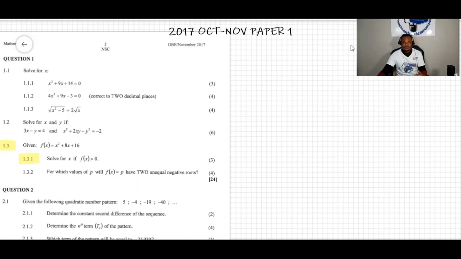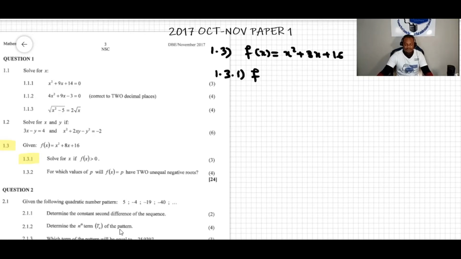In the previous videos, we did question 1.1, all the sub-questions, and question 1.2, and now we're going to do question 1.3. It says, given that f of x is equal to x squared plus 8x plus 16, I'm going to write the question here, question 1.3. So we have f of x is equal to x squared plus 8x plus 16. So we need to solve for x, okay? And we are asked to solve for x in question 1.3.1.